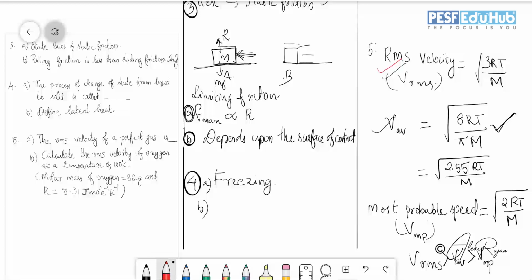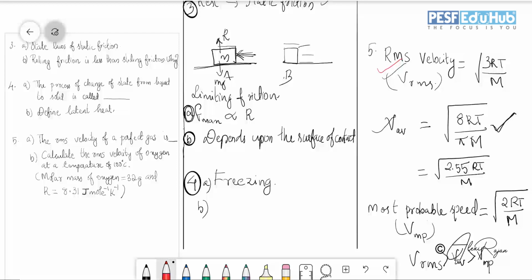T is given as 100 degrees Celsius. Whenever you have degrees Celsius, you want to convert it into Kelvin. How to convert degrees Celsius to Kelvin? That is the degree plus 273. So 100 degrees Celsius is equal to 100 plus 273, that is equal to 373 Kelvin. And M is equal to what? Molar mass, which is directly given, that is 32 grams.